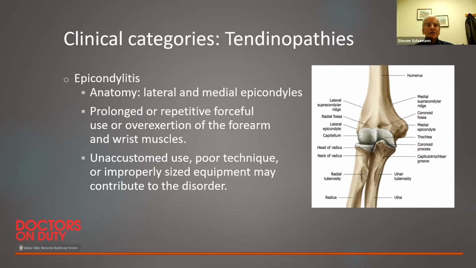So epicondylitis can be either lateral or medial epicondyles, uncommonly both, involved with inflammatory changes causing pain. It tends to result from prolonged or repetitive forceful use or overexertion of forearm and wrist muscles. Also, unaccustomed use, poor technique, and improperly sized equipment may contribute to the disorder. And particularly that latter is an issue of workplace ergonomics or other place ergonomics.